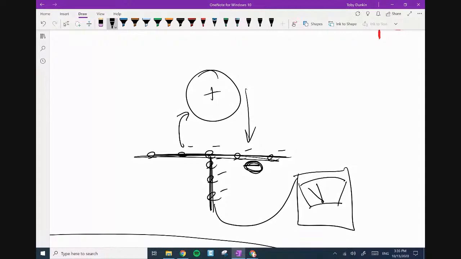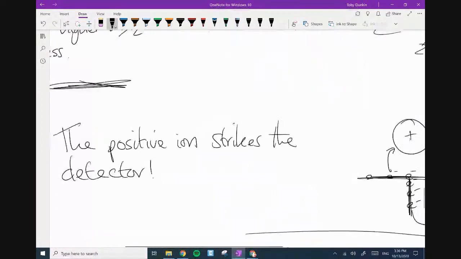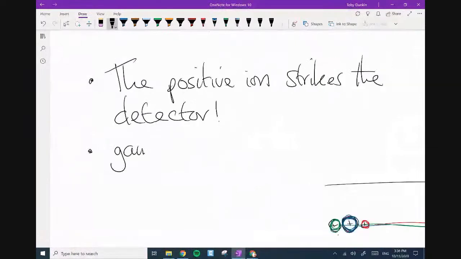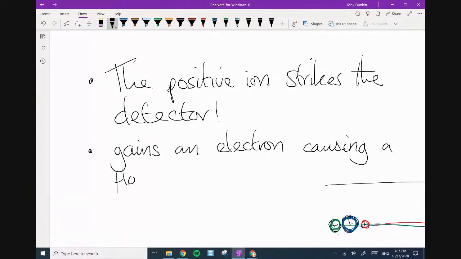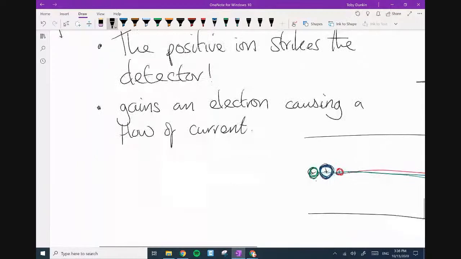So the positive ion strikes the detector. It gains an electron, which from a physics perspective causes a flow of current. Now that current, is anyone in the room? Louis, how do you measure current? What device am I going to use?